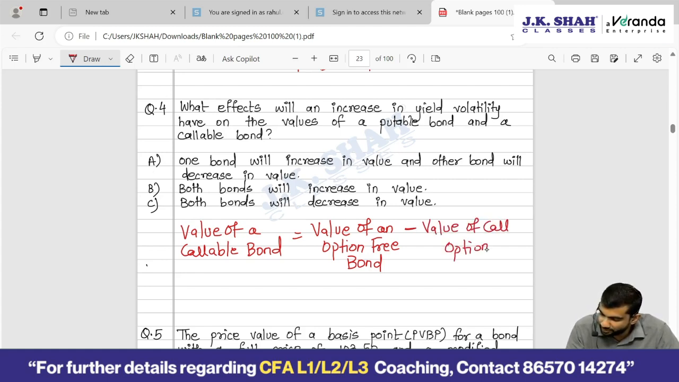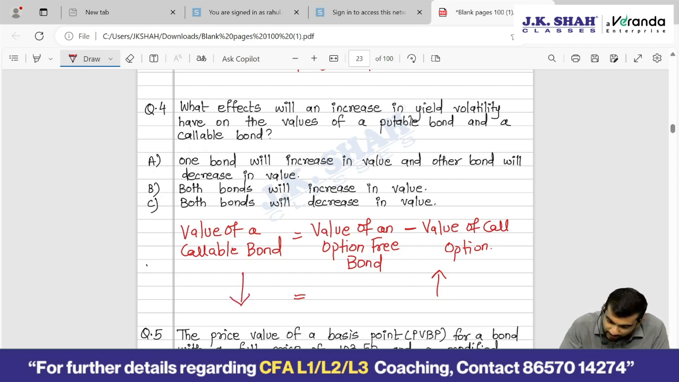Now understand this thing properly. I am an issuer. I have the right to call back. Means as an issuer, I am long a call option, and as investors, you are short the call option. So short is like you are getting a premium sort of. So that is why the value of a callable bond will be lower as compared to the otherwise equivalent option free bond. That's why I subtract value of call option. Now what happens if volatility increases? Remember the 6 factors affecting option premium. If volatility increases, what happens to value of call option? It increases and the value of callable bond decreases.